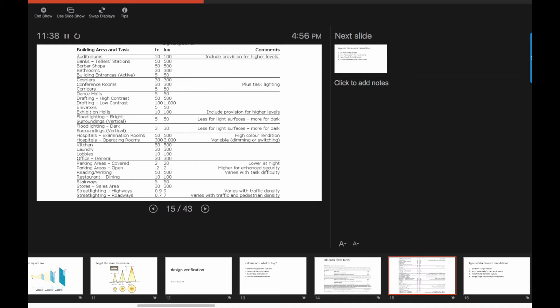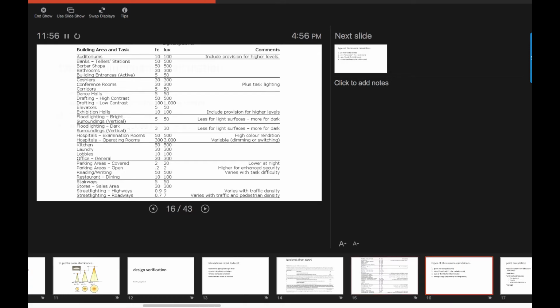These are obviously guidelines which can be broken, but they certainly give you a good sense that an operating room has 300-foot candles. That's a lot of light. Whereas a barber shop, which obviously has a fair degree of detail, but not quite the same level as surgery, we hope, is only 50.